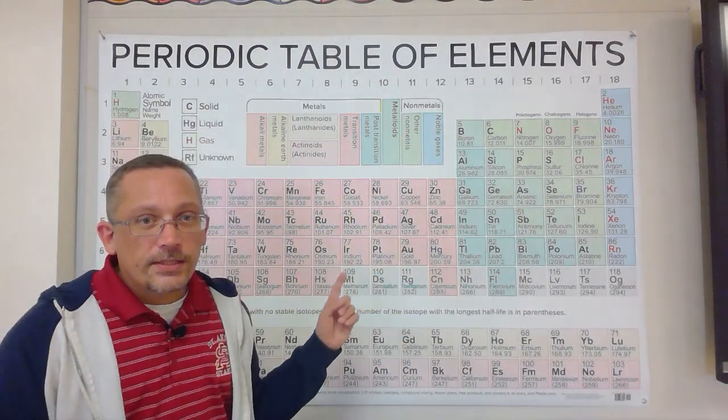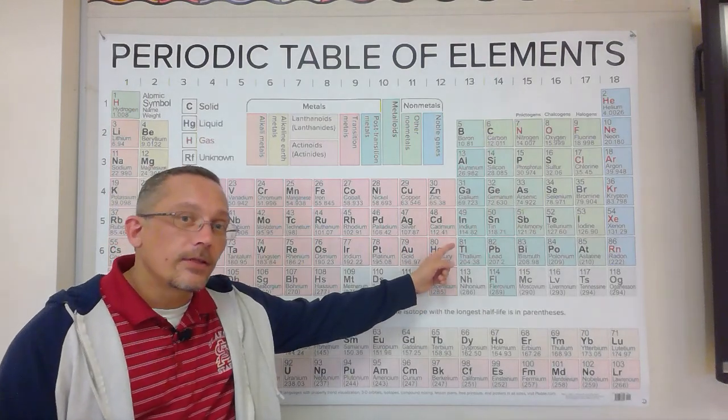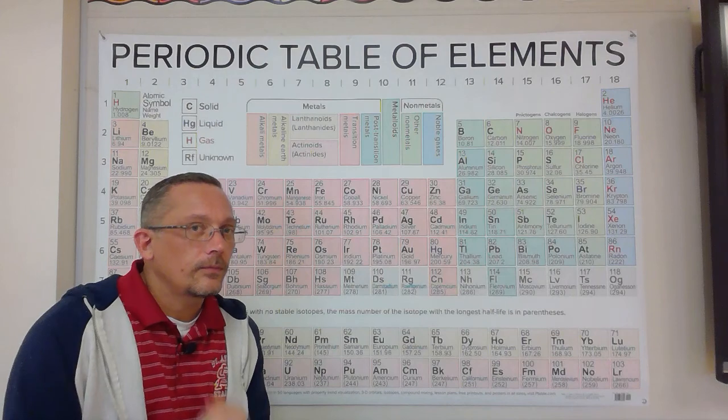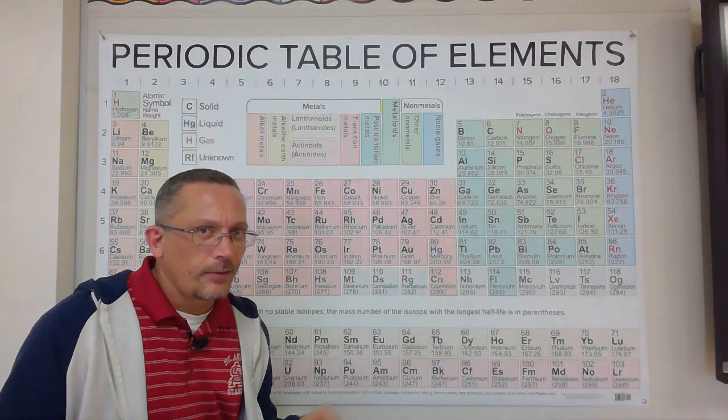The positive ones, the simple positive ones over here, you just add the word ion at the end. Pretty simple. Now, the ones in the transition metals and the ones after the transition metals over here that can form more than one ion, it's a little bit more complex, okay? Still not really that complex.